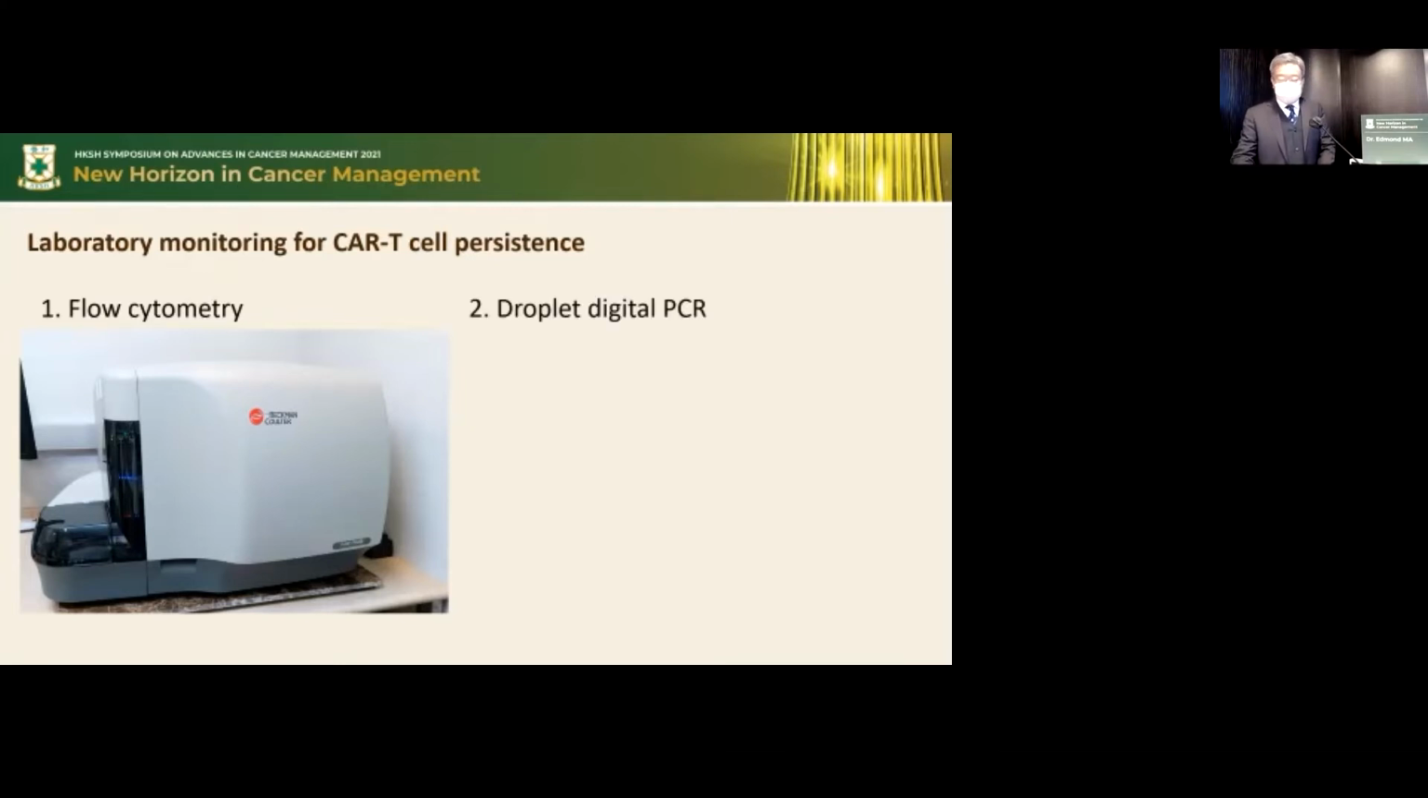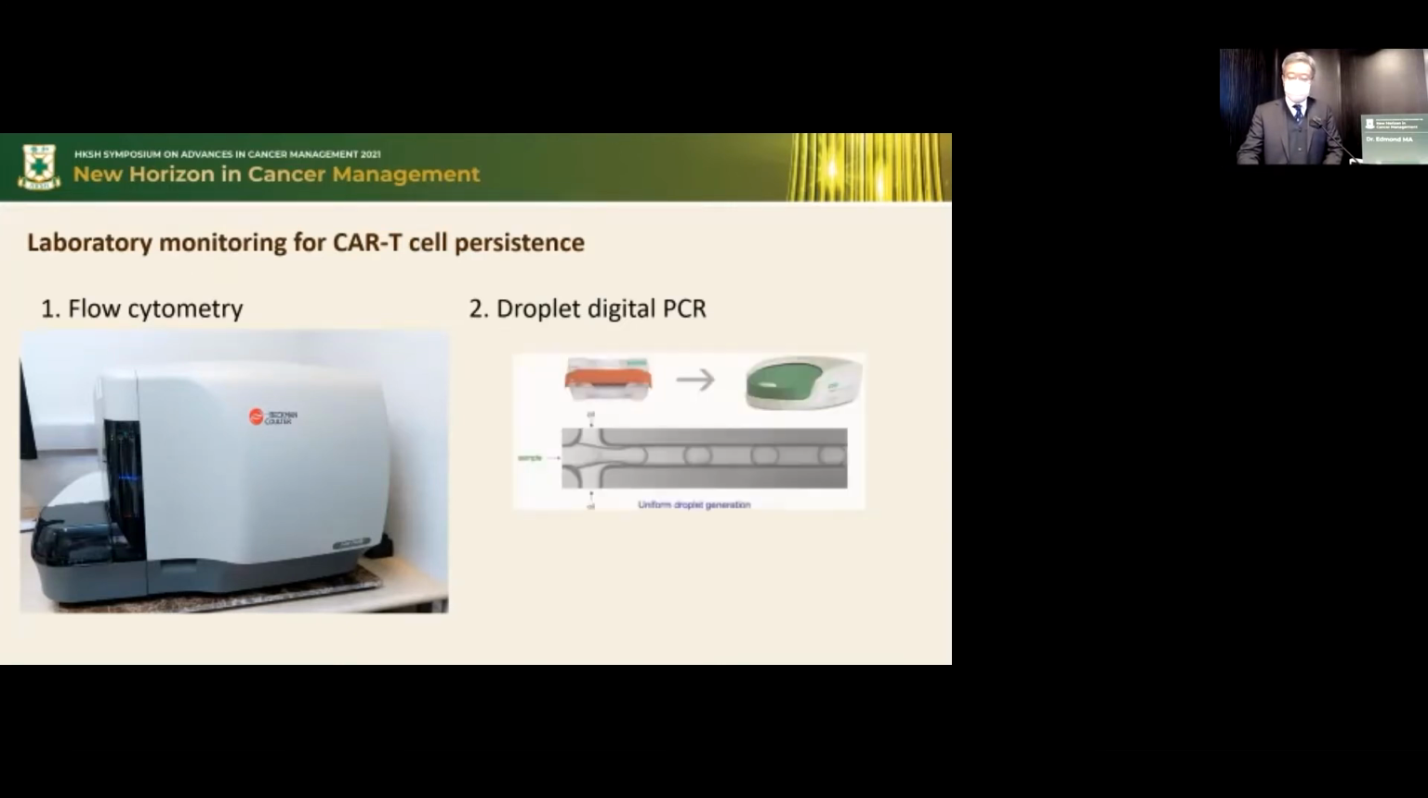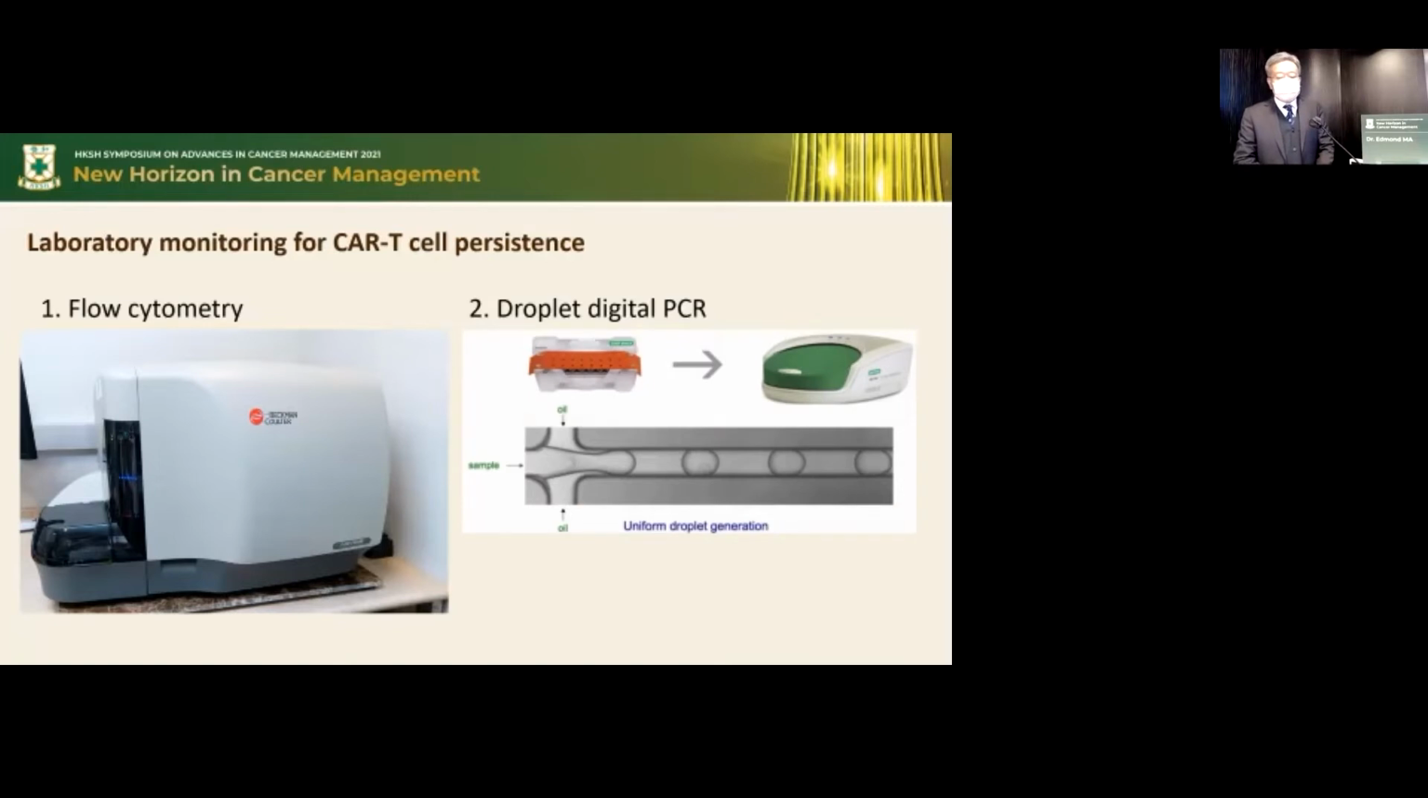Second is a new method we developed, Droplet Digital PCR. So I think in short, it's basically a special type of PCR technique where we compartmentalize the DNA molecules into droplets, for example, so that to enable the rare events to stand out and be detected. And this is applicable for very low numbers of CAR T cells existing in the body after therapy.